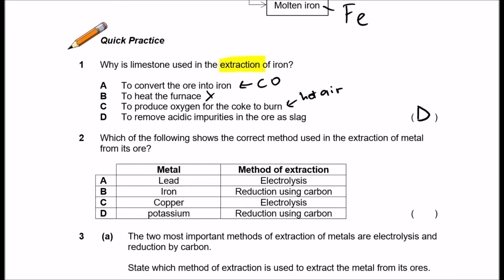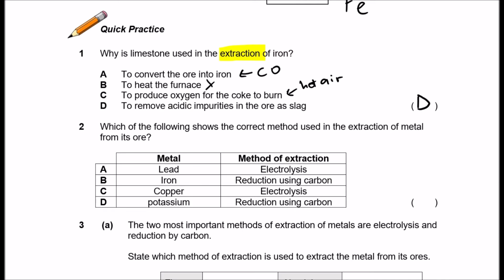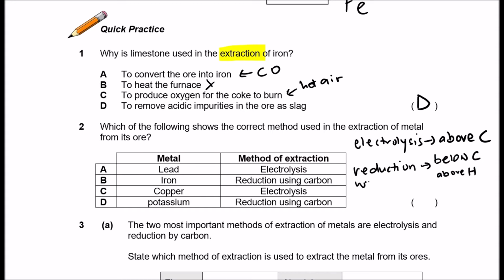For the second question, which one is used in the extraction of metal, we need to follow the reactivity series. Electrolysis is used for those that are above carbon, and reduction is used for those which are below carbon. So we need to recall the reactivity series, and then you just need to answer which is above and which one is below.